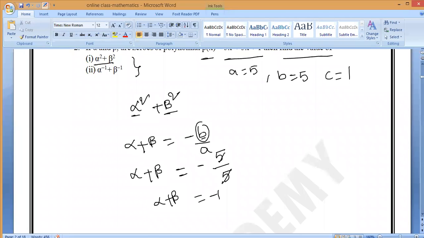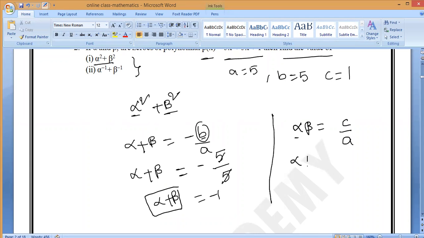But we don't need the alpha plus beta value. What is the product of zeros? Alpha beta is equal to C by A. We don't know the alpha value, right? As it is, alpha beta equal to c value 1, by a value 5. Okay, up to here, any doubt? Here we want alpha square plus beta square, correct?